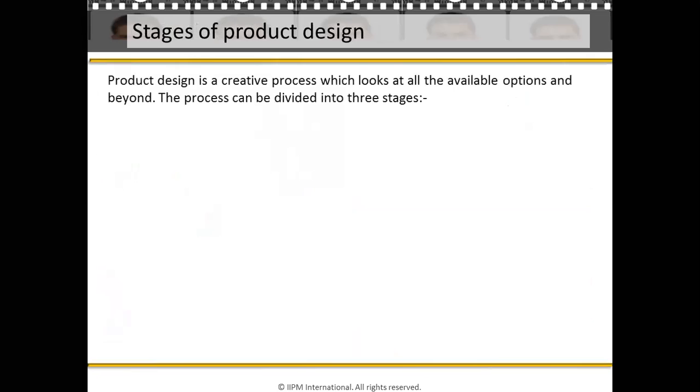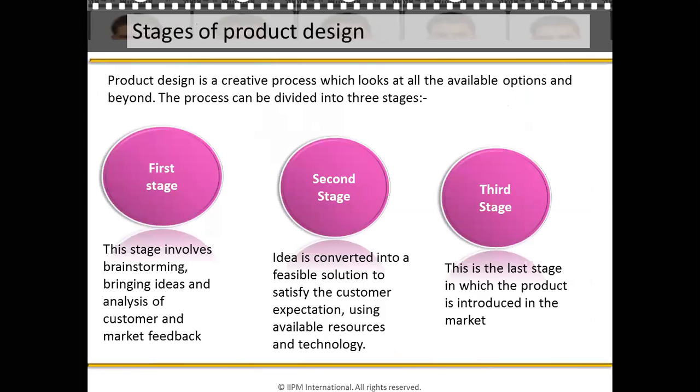Now, what are the stages in product design? Well, the first stage involves brainstorming, bringing ideas, and analysis of customers and market feedback. Then the second stage is where the idea is converted into a feasible solution to satisfy the customer expectation using available resources and technology. The third stage is where the product is introduced to the market.